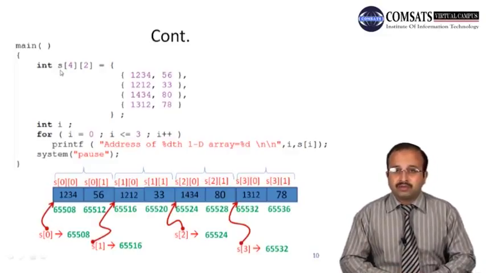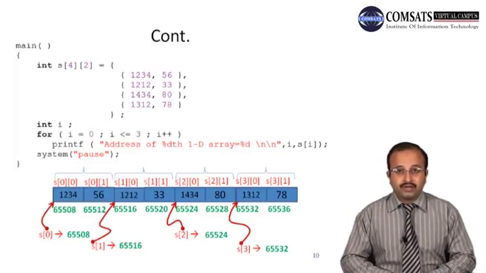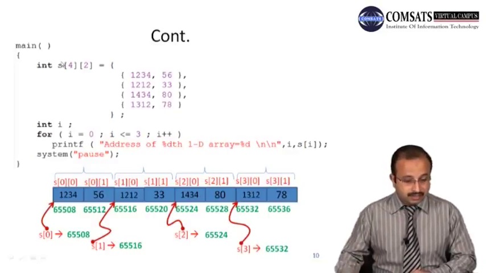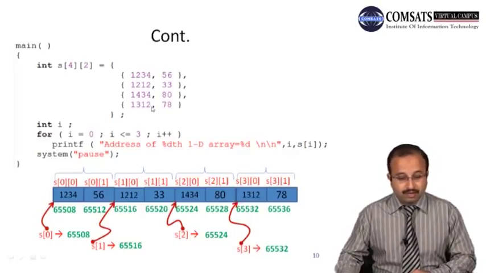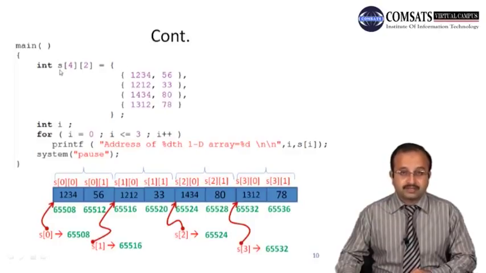Remember in the one dimensional array I told you that the name of the array is actually the pointer to the group of elements that are of the same data type. So this S is a pointer to the group of elements, and all of them are of the same data type. Now we are going to access the elements of this array using this pointer S.